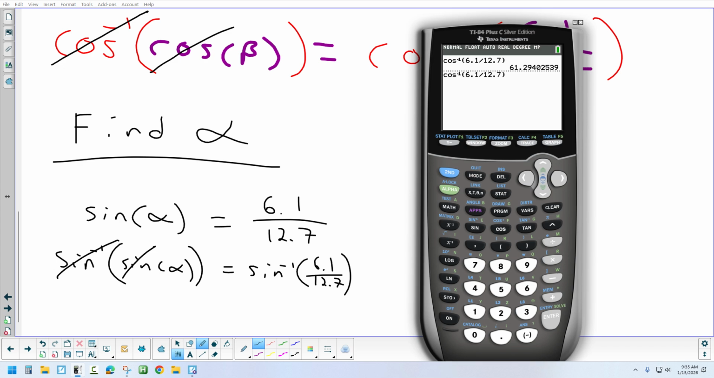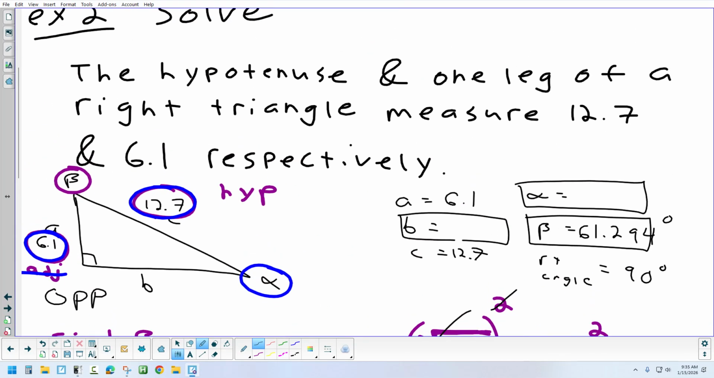Let's change our trig function. And we get 28.706. And you can double check. You could add them all up and make sure they add up to 180, or within a thousandth of that. Because of our rounding, it might be a little bit off.